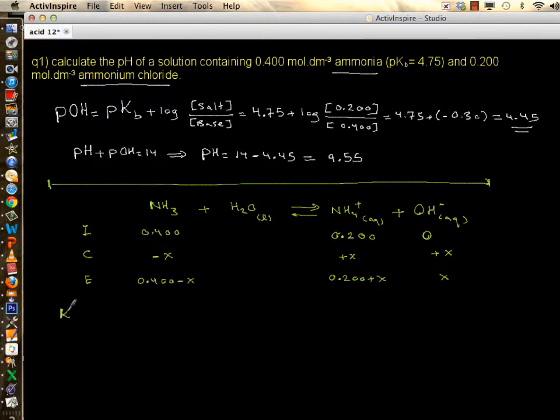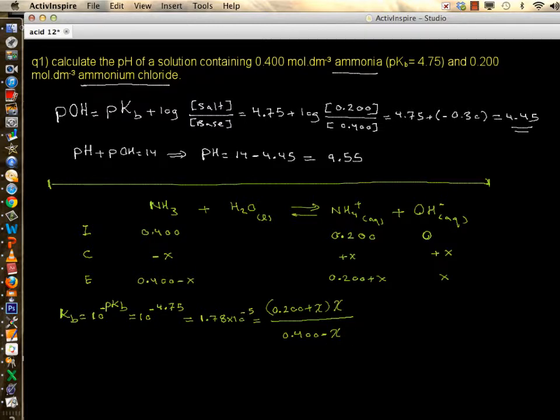Now Kb is simply 10 to the negative pKb. So this also you need to feel comfortable with and be able to do it. When you do that, it's 10 to the negative 4.75 from the problem or data booklet, and you get 1.78 times 10 to the minus 5, which is equal to products over reactant. Now product is 0.2 plus x multiplied by x, divided by 0.4 minus x.